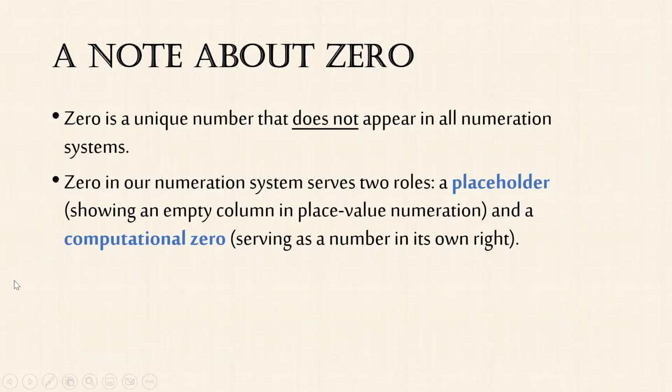Also, 0 is an interesting number because not all numeration systems have the number 0. I know it seems weird to us that there would be a numeration system that could actually do mathematics that does not have a 0, but we are going to see 2 of them today.